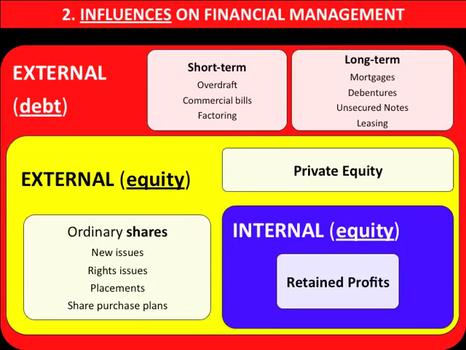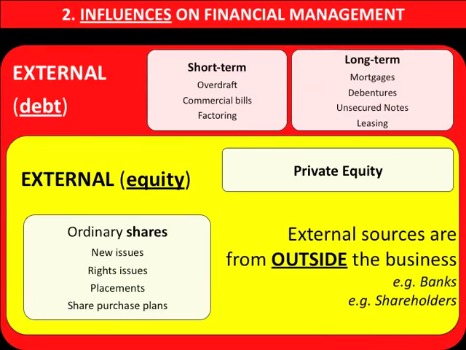So we looked at this diagram as a way of summarizing all the different sources of finance, but now we're going to focus on the external ones. Now the external sources are from outside the business. So it could be banks, it could be shareholders, it could be private equity firms. There are all different ways of getting money from outside the business.